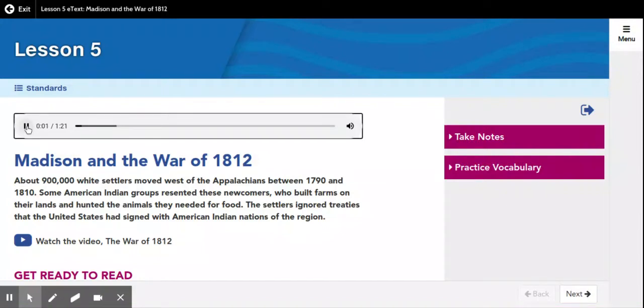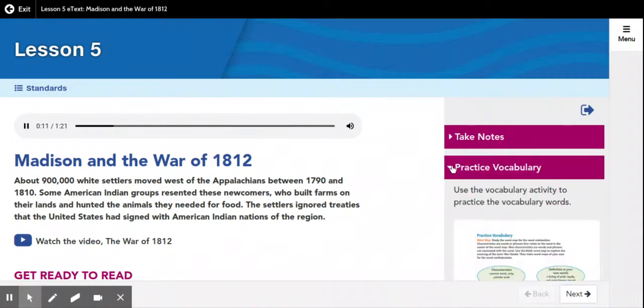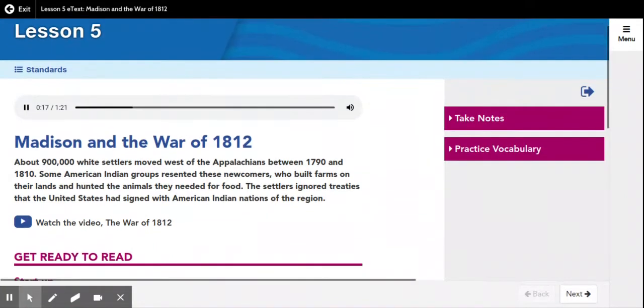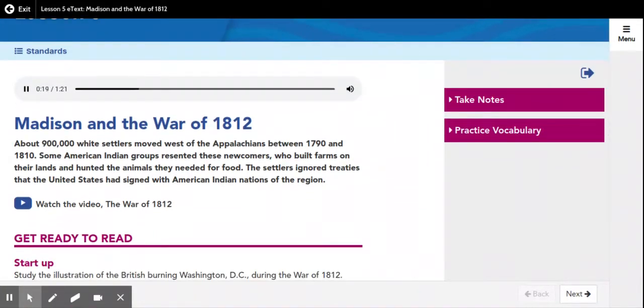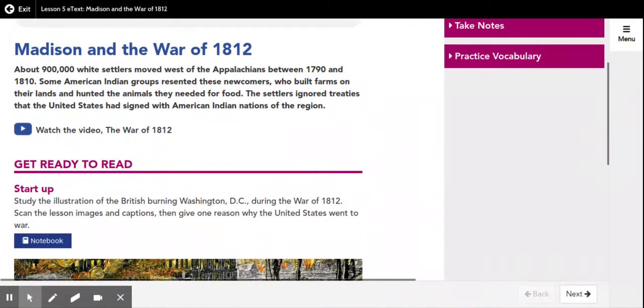Lesson 5. Madison and the War of 1812. About 900,000 white settlers moved west of the Appalachians between 1790 and 1810. Some American Indian groups resented these newcomers, who built farms on their lands and hunted the animals they needed for food. The settlers ignored treaties that the United States had signed with American Indian nations of the region.